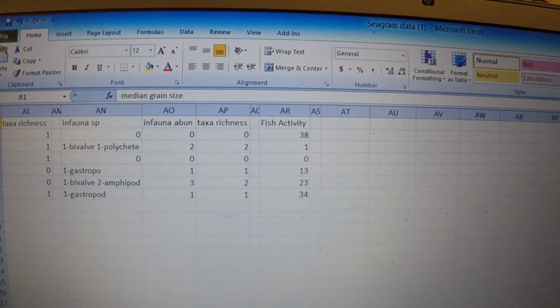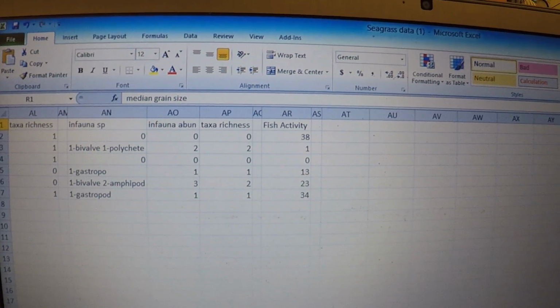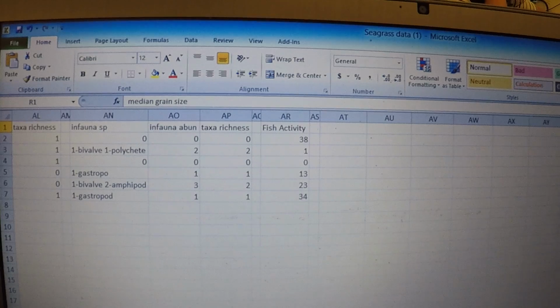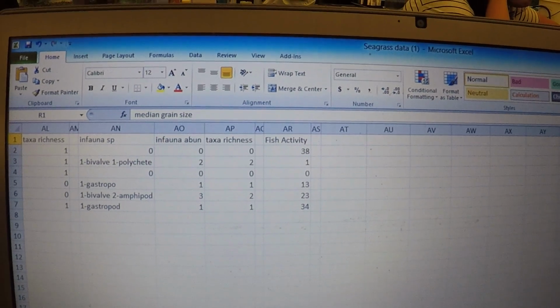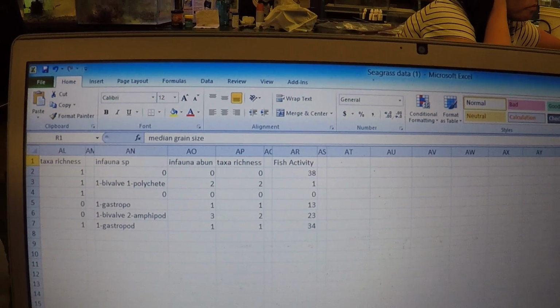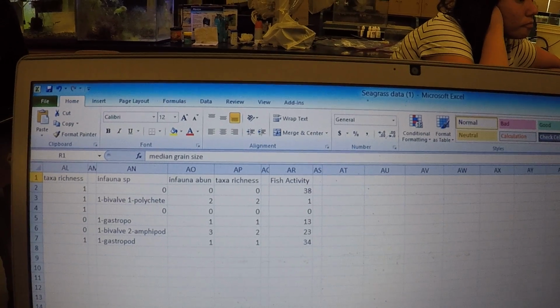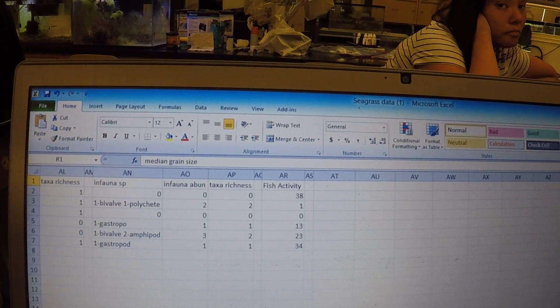And then we have our fish activity, and so again, that would be the number of fish that passed through our screen that were, in theory, different fish. So these are our data, and now I'm going to go ahead and talk to you about what you want to do with these data.